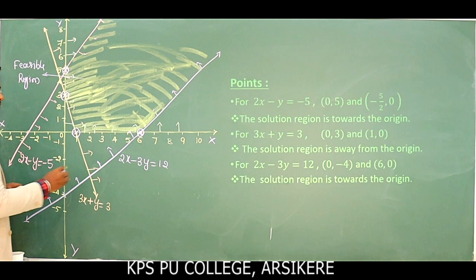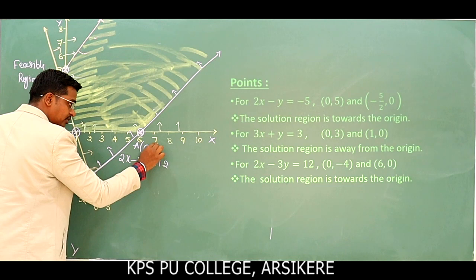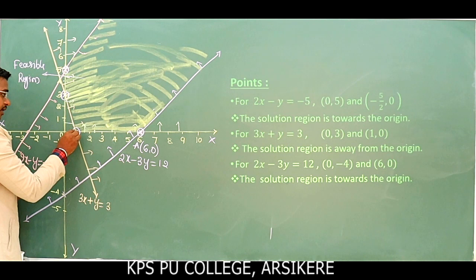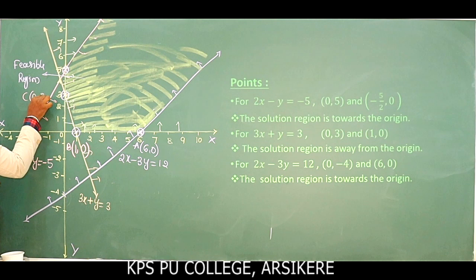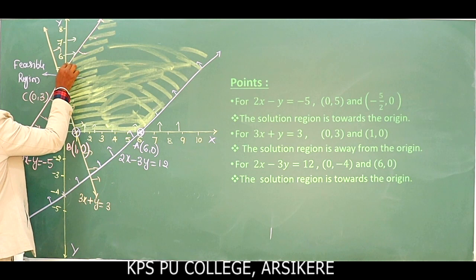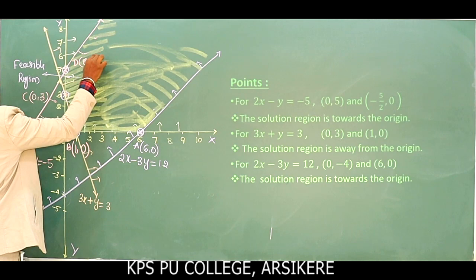What is the first point here? I will take this as point A. The x axis is there, so it is (6, 0). Another point, B: consider B as (1, 0). Here we have another point; I will take this as C. The corresponding point is (0, 3), because it is on the y axis. Similarly, point D, with the corresponding point (0, 5).